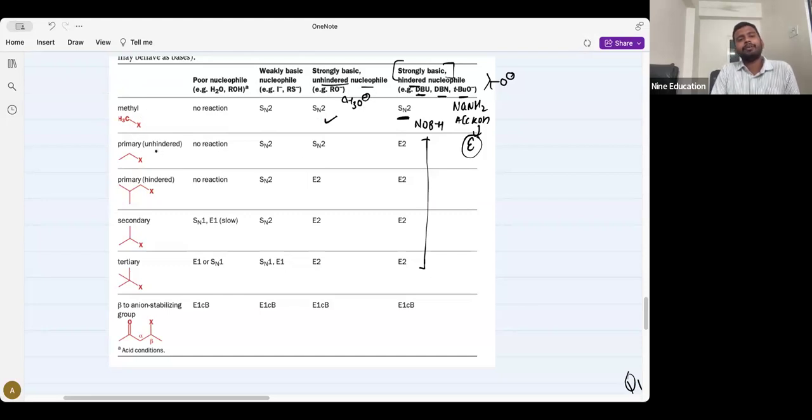Second case, if I have this primary alkyl halide unhindered, you can go do SN2 easily. But if it is hindered, meaning to attack from here, these CH3 groups are giving me hindrance. So here E2 can also be done. Elimination you can do, beta, with CH3O minus.